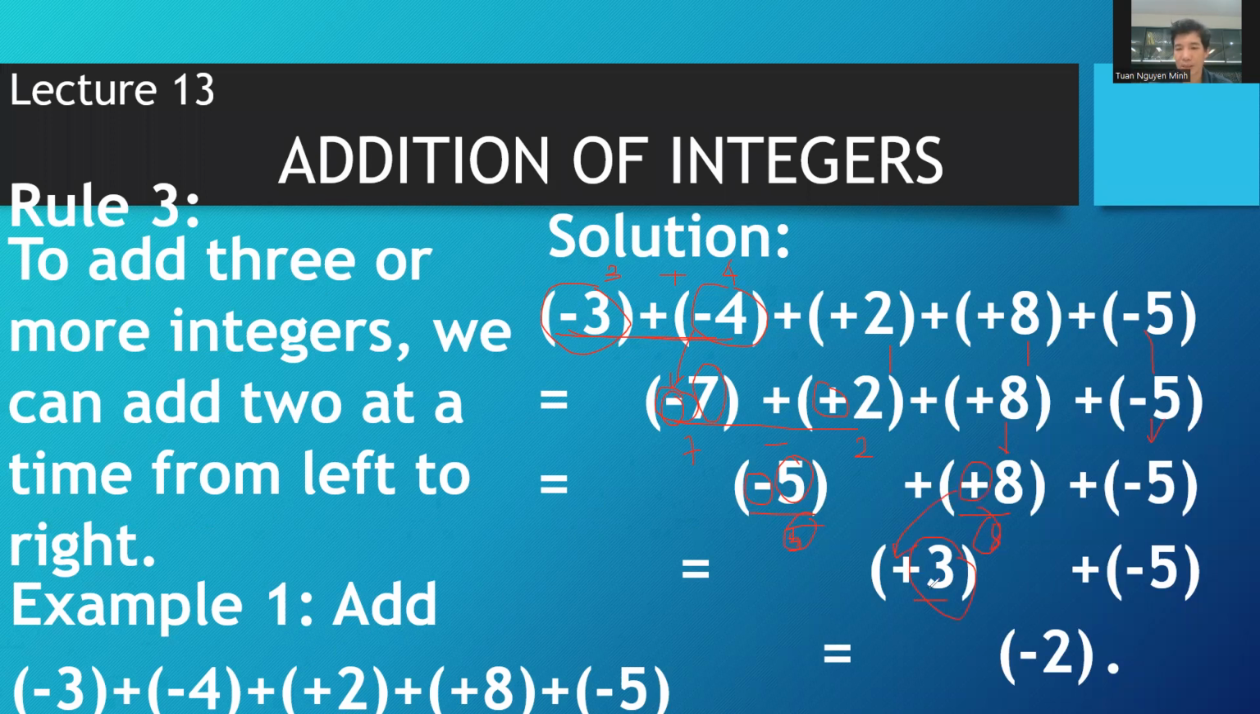Last step, let's see. The last step is +3 plus -5. So they are unlike signs. The absolute value of +3 is 3, and the absolute value of -5 is 5. Subtract 3 from 5, so you get 2. And the sign of the bigger number is minus, so you write down the minus here. So the last answer is -2.